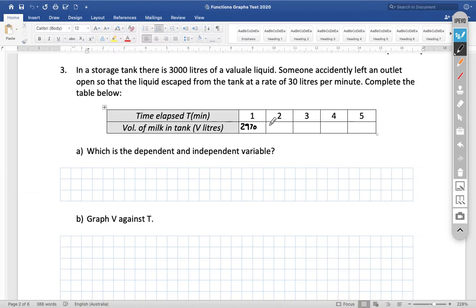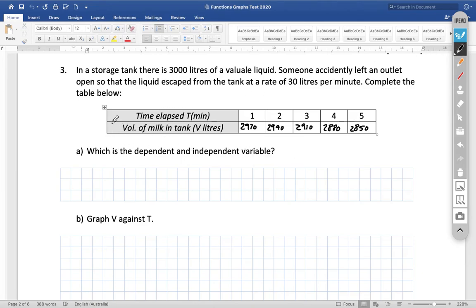2,970. Then 2,940. 2,910. 2,880. You want to check. Here it's easy because it's just going 1, 2, 3, 4, 5 minutes. But always check that. Do they start at 0? Then it'd be 3,000. Do they maybe skip to 10 all of a sudden, or make jumps in these numbers? So just make sure you read those tables carefully when you have to fill them out.